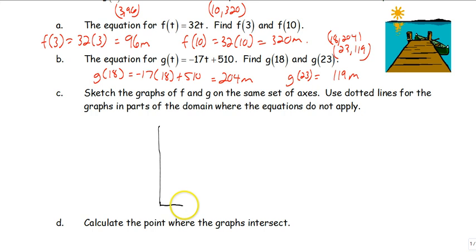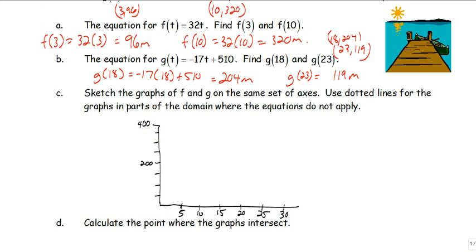Alright, so what that means is when I'm graphing these lines, and let me do this as 5, 10, 15, 20, 25, and 30. And then we'll go up by 50s here. 50, 100, 150, 200, 250, 300, 350, 400. Okay, so I'm going to plot my graphs.